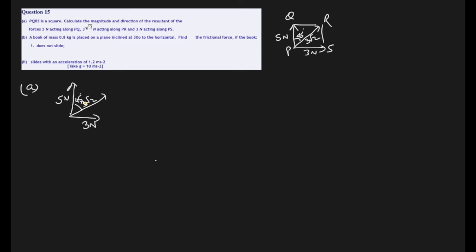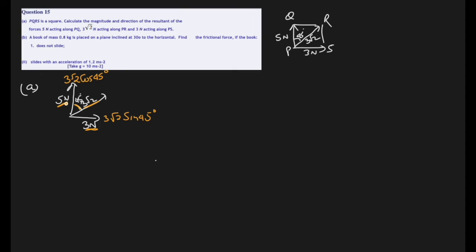Vertical and horizontal components. 5 Newton is already vertical, so no need to change this. 3 Newton is horizontal, do not change this. Only change 3 square root 2 to its components. Because 45 degrees is here, let's write this one as 3 square root 2 cos 45 degrees. The reason I have given in one of the previous questions. This will be 3 square root 2 sine 45 degrees.